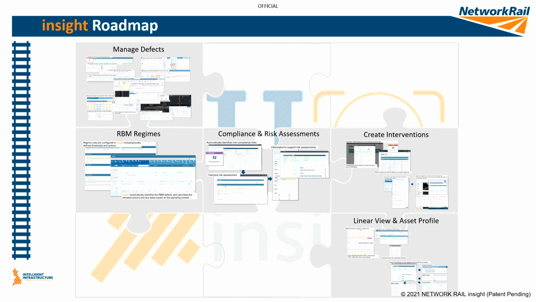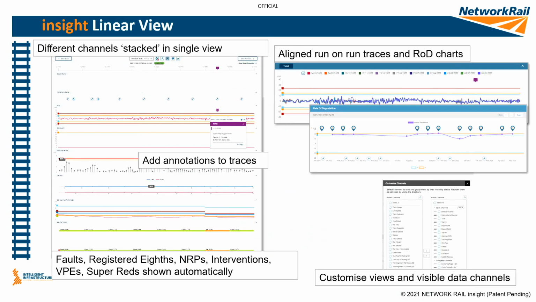Then we have an underpinning. A lot of those risk assessments require information, and that for us is in the form of this linear viewer and asset profile. And there are lots of use cases for this. When we look at the linear view, a lot of people have been asking for that. What we can do, it supports things like tracer views, so you can go in and see all those channels stacked up on top of each other for doing your tracer views.